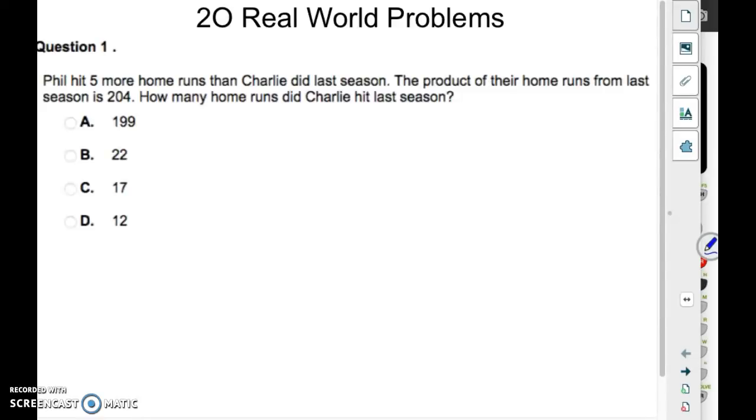Let's take a look at some real-world problems today. When we do our problems, they're going to fall into three categories, and this first one is going to be quadratic. Here's why. Phil hit 5 more home runs than Charlie did last season. The product, so we're going to be multiplying, of their home runs from last year is 204. How many home runs did Charlie hit last season?